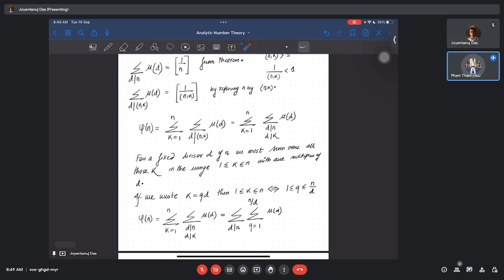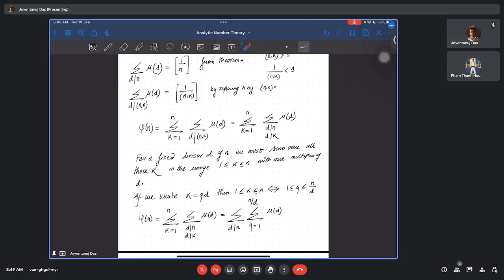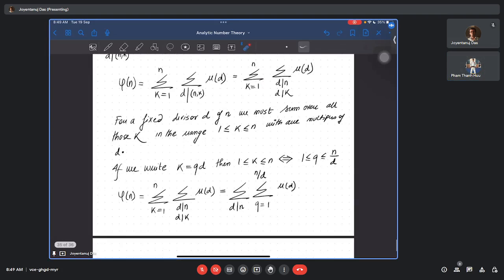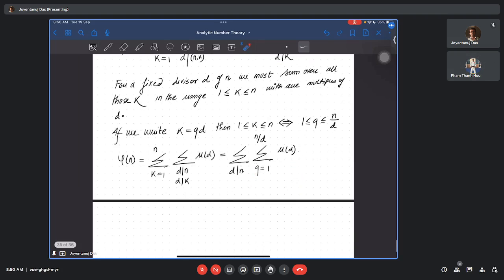But actually, here we have the equation k equals qd. Mu of d is equal to mu of d, and the summation is over q, but in the formula we don't have q. That is fine, that is the thing we'll use. So the summation is over q. Since here there is no q, I can send this one inside the summation. That is the next step.